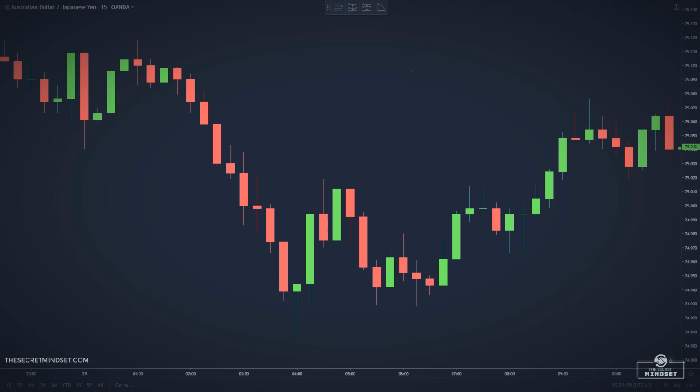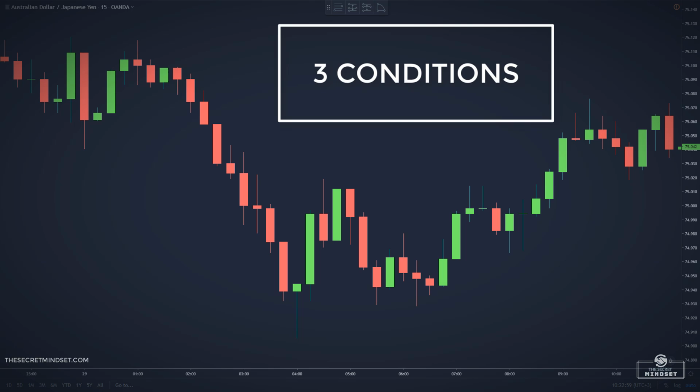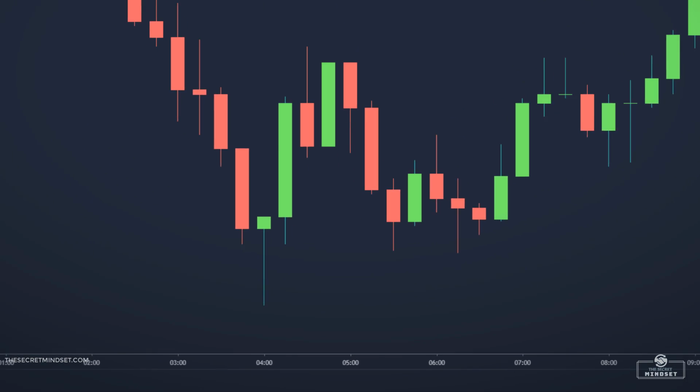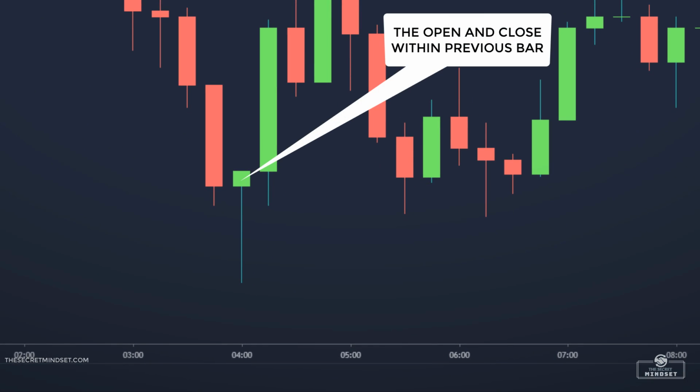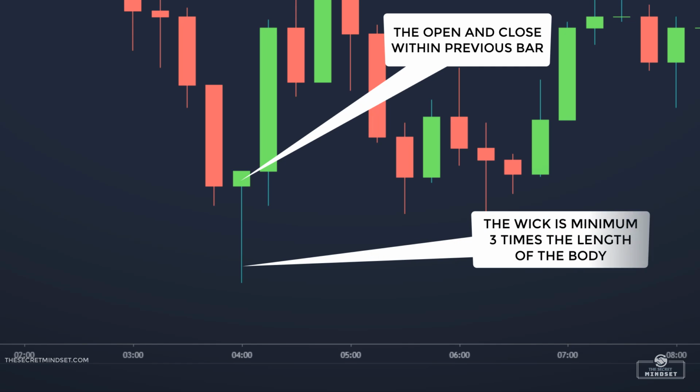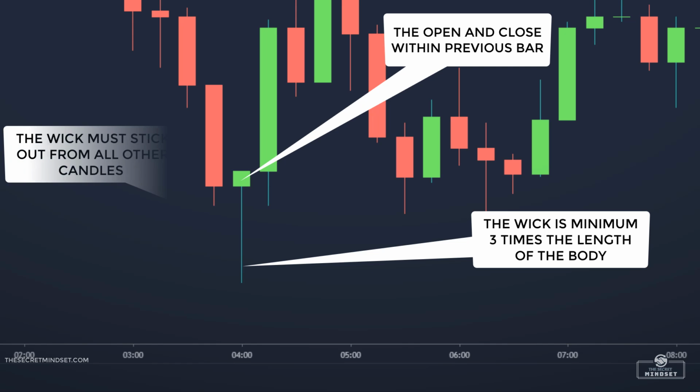I consider a valid pin bar a candle that meets three conditions: the open and close are within the previous bar, the wick is minimum 3 times the length of the body, and the wick must stick out from all other candles and must be very obvious.